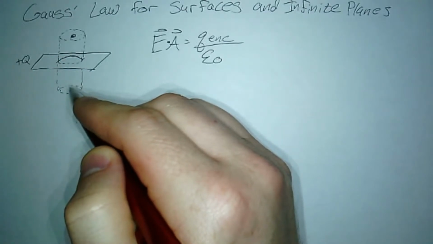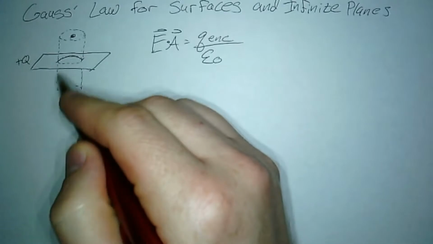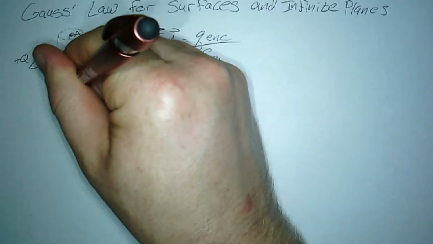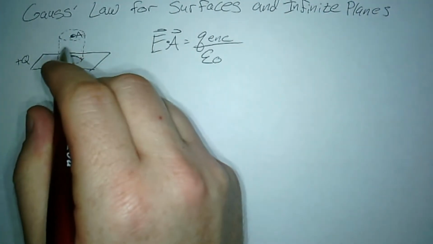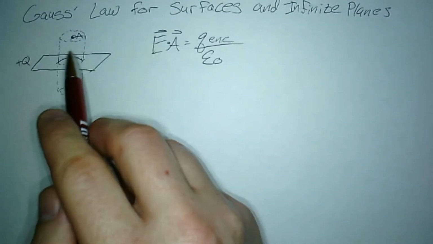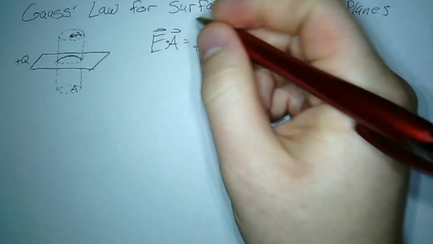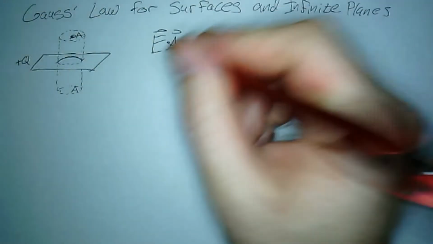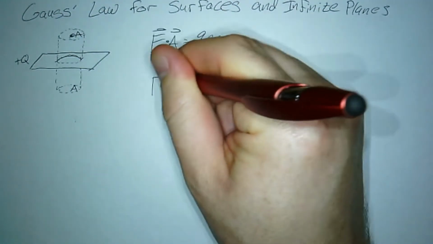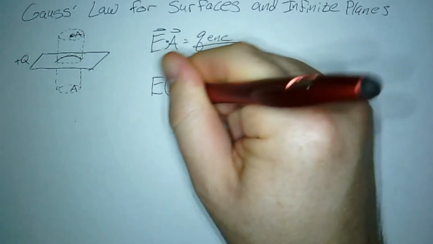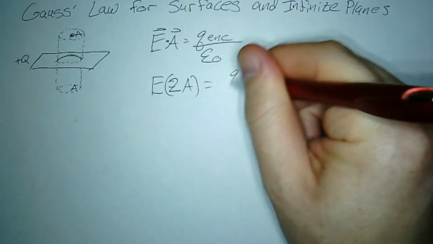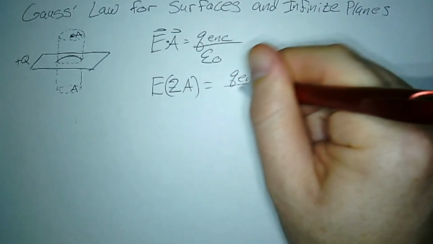And so when I'm plugging in for this, I have to remember that I have an area up here and an area down here. So I actually have two areas. So the charge enclosed is right here, but my surface area that's going to matter, my active surface area, is really going to be 2a. So I'm going to say that your electric field times 2a is equal to your charge enclosed over epsilon naught.